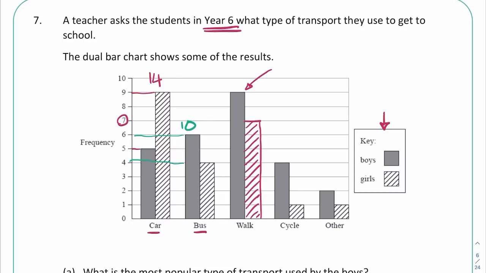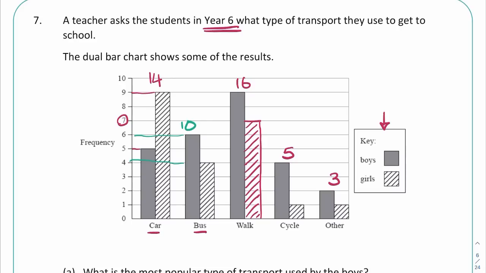Now we've got the total amount of students for car and bus, we just need to get walk, cycle and other, and then we'll just be able to double that. So for walk, you've got 9 for the boys and 7 for the girls, so 9 and 7 gives us 16. For cycle, we have 4 for the boys and 1 for the girls, that's a total of 5. And on other, you have 2 for the boys, 1 for the girls, that's a total of 3. So we need to add those all together.